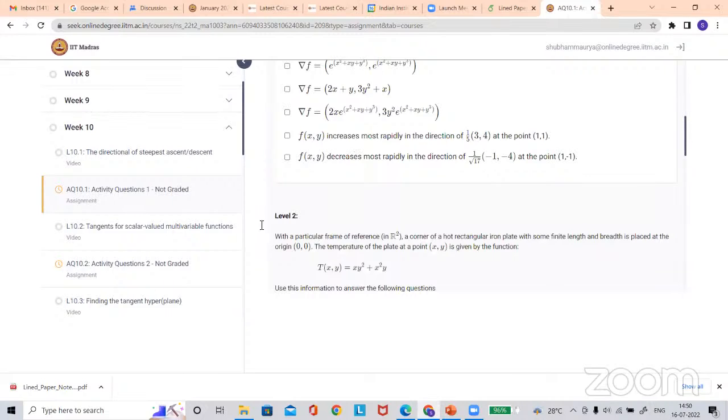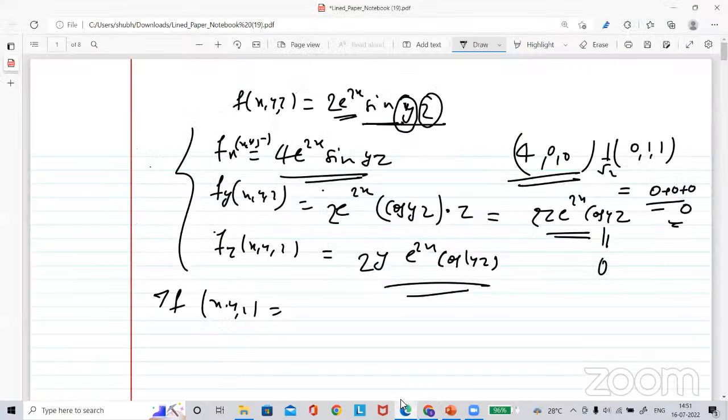Do you know what ascent means? In Hindi it is चढ़ाई, something like climbing a mountain, right? Ascent means you are going up, and descent means you are going down.